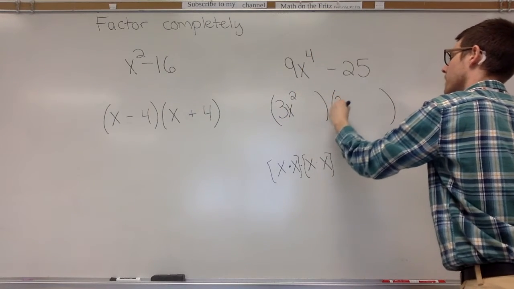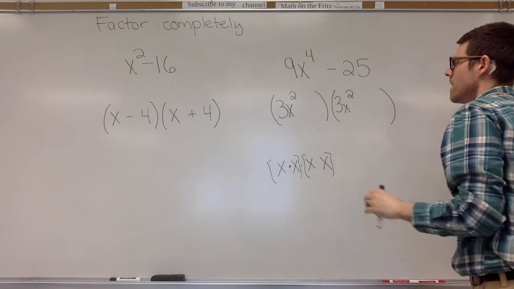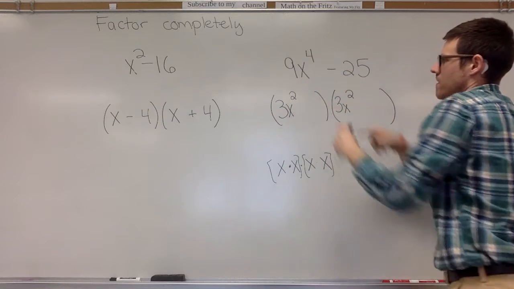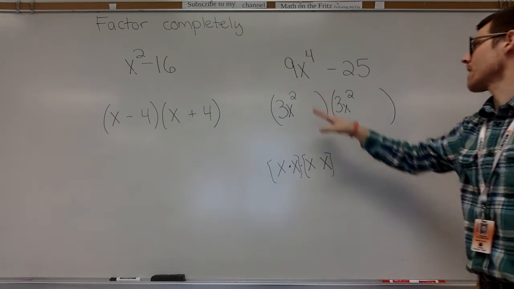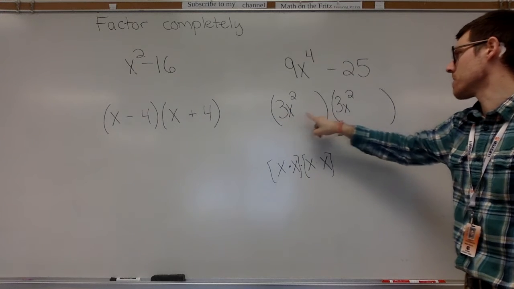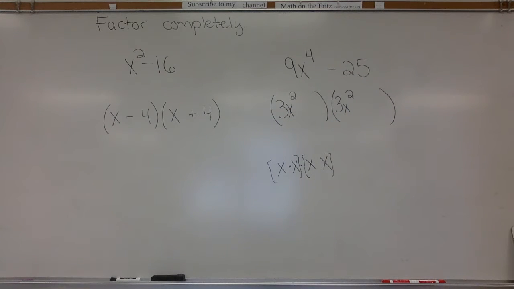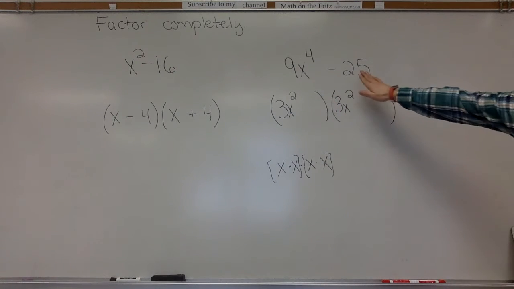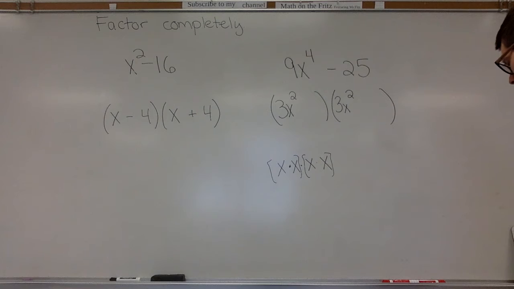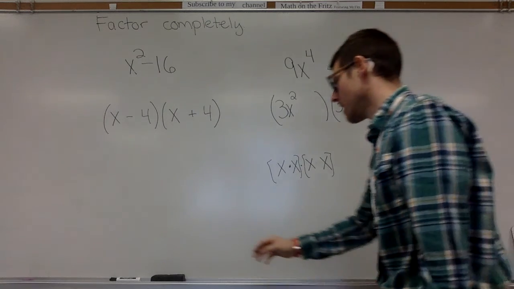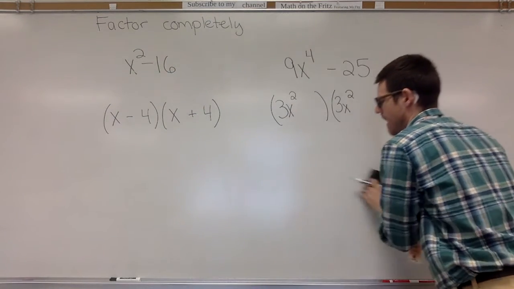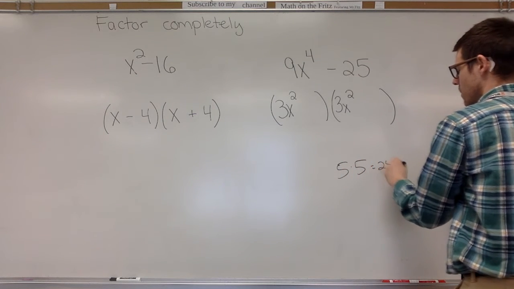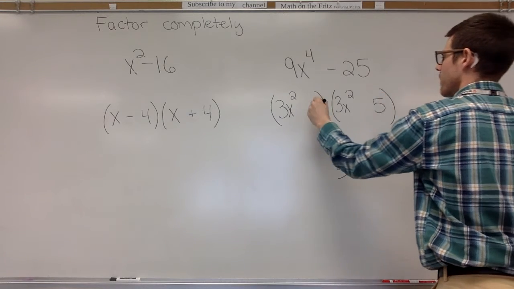So I had a more complicated looking front number, but if you multiply these two together, I get my 9 and I get my x to the 4th. So I can see that this was a perfect square. It was 3x squared times 3x squared. Because it's the front number, I'm going to write that in the front. Now I look at my back number. I'm supposed to be getting 25 here. In order to get 25, I have to have 5 and 5. 5 times 5 is 25. So I know that I'm going to need a 5 and a 5.